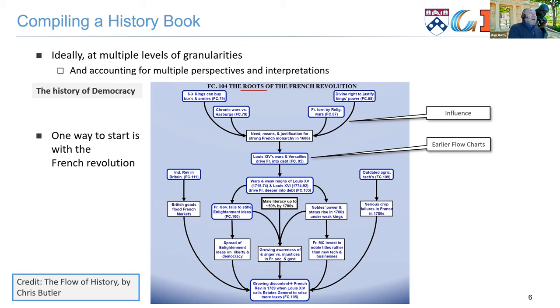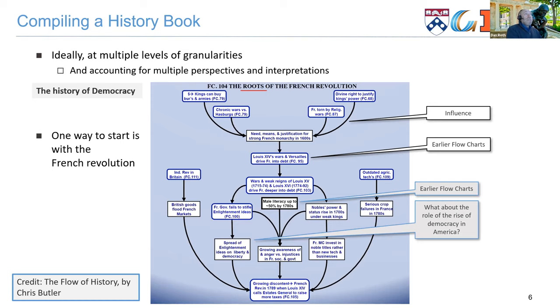things like the male literacy rate went up by 50% in the 1780s. And this was a good reason, or at least a good trigger, for the roots of the French Revolution. You can also see things like the spread of Enlightenment ideas on liberty and democracy.